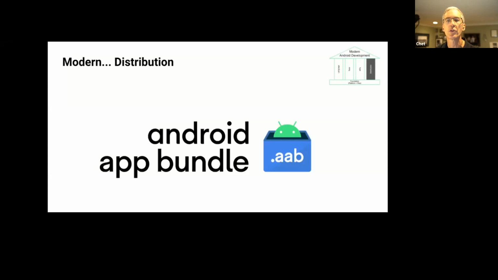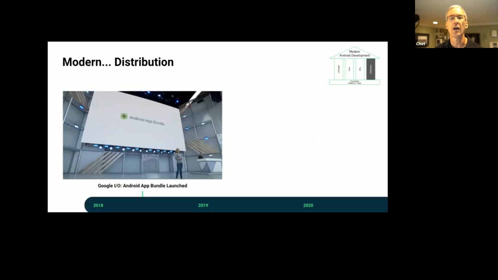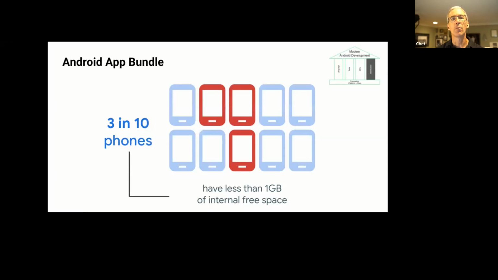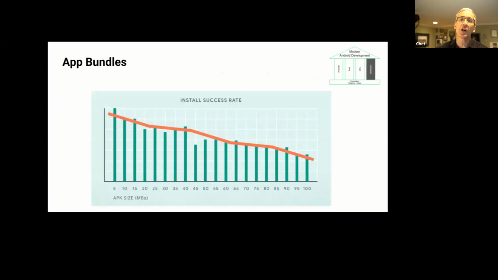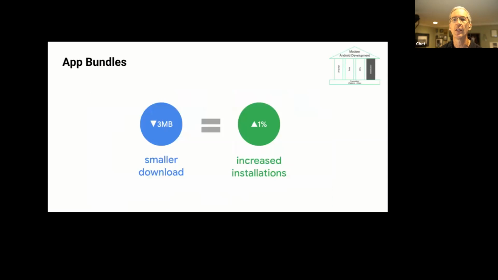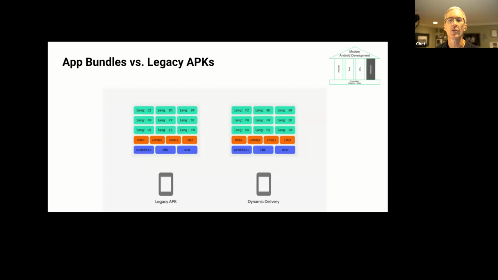This is the new way to distribute applications. We announced it in 2018. Think about it this way. A lot of users really don't have much storage. If they don't have much storage, then they may uninstall your application to make room for another application instead. And that means that the larger your application is, the more likely it is to get uninstalled. Also, the larger your application is, the more likely it is to have problems when downloading and installing in the first place. Also, we've seen data that essentially the smaller your application is, the more likely it is to get installed. It is one of the factors that users use when choosing applications to install.